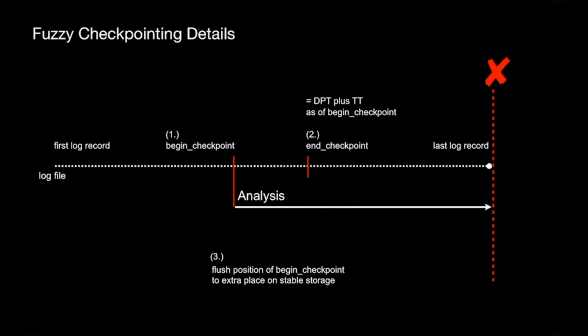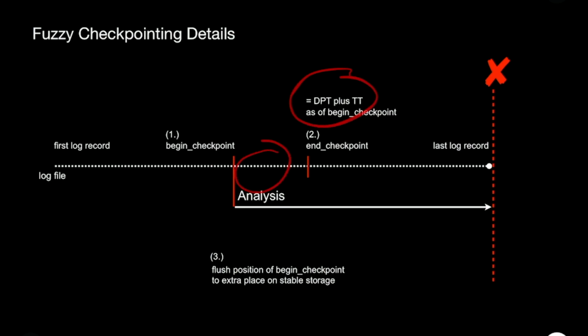So the fuzzy checkpointing can operate as follows. Actually, it writes out two checkpoints. The first is a marker that's called the begin checkpoint that marks the version of the checkpoint. So if you write a begin checkpoint, that's just saying, okay, now there's an end checkpoint about to appear in the log, and the end checkpoint will contain the DPT and the TT.